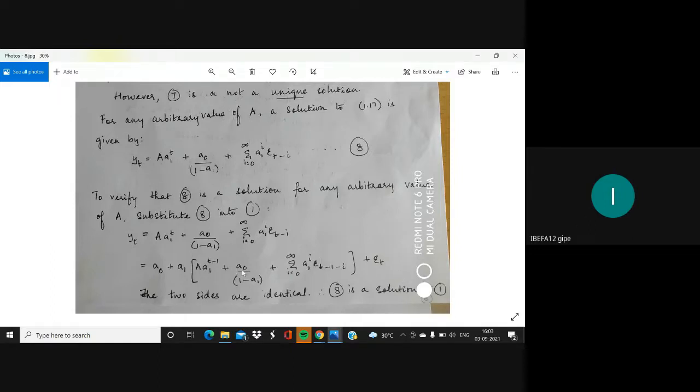Instead of y0, you will just put this. Since you're taking it back one lag, this is what you're doing over here. So you'll get this. Now the two sides are identical, so 8 is a solution for 1. If you simplify this further, what you will find is what you found on the right hand side of equation 1.